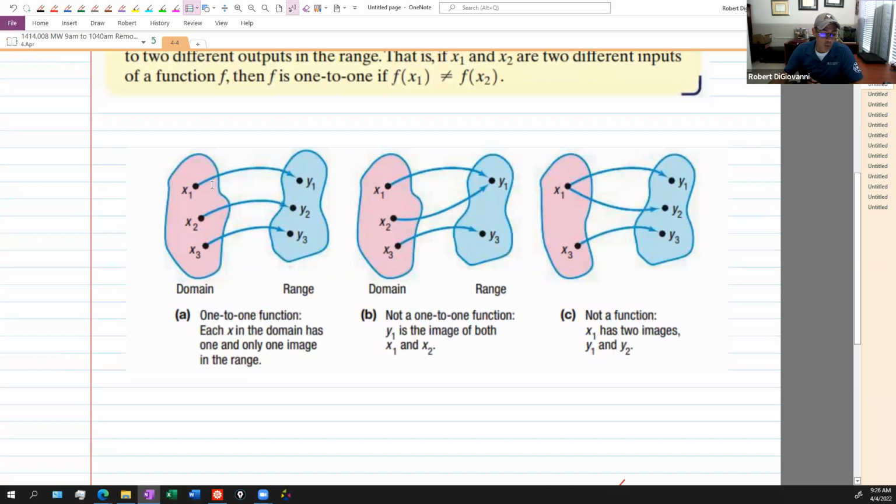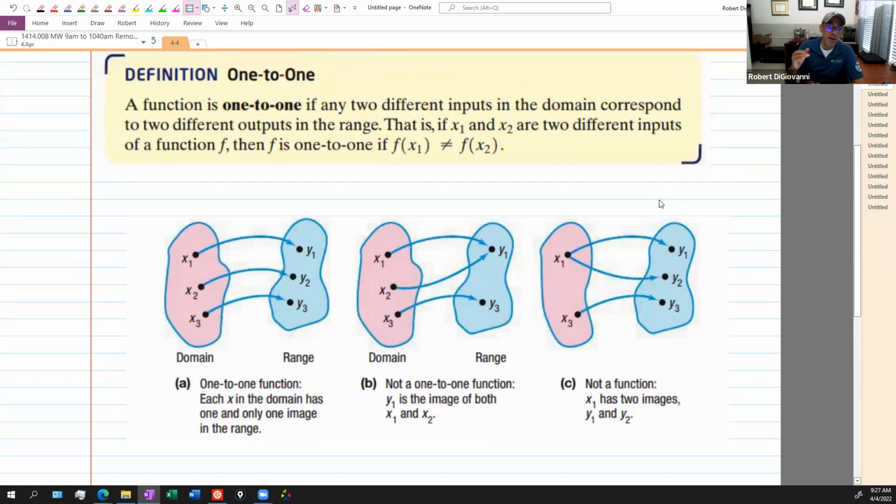So this diagram shows you examples like I just did. This first one is one-to-one. Every single input goes to one distinct output. Nothing goes to the same place. Here's an example of a function, right? Each input goes to one place, but these two share the same output, so it's not one-to-one. And the last one is not even a function because this input goes to two different places. Does that make sense? Questions?